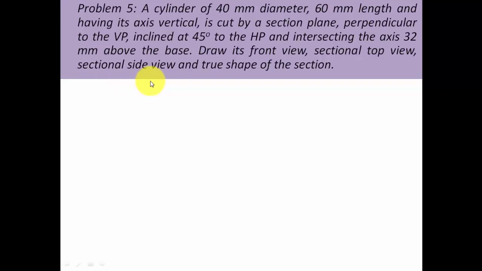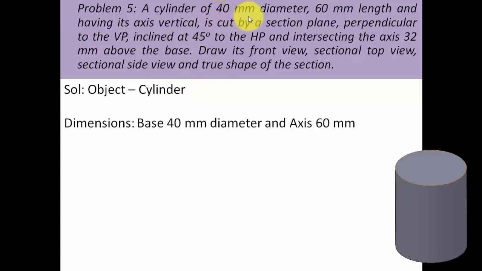So a whole lot of things are to be drawn, and initially we're going to be extracting data from this entire description. So the object in this case is nothing but a cylinder having base diameter as 40, and the height of the cylinder can be taken as 60. All right. Now the condition is that its axis is vertical.